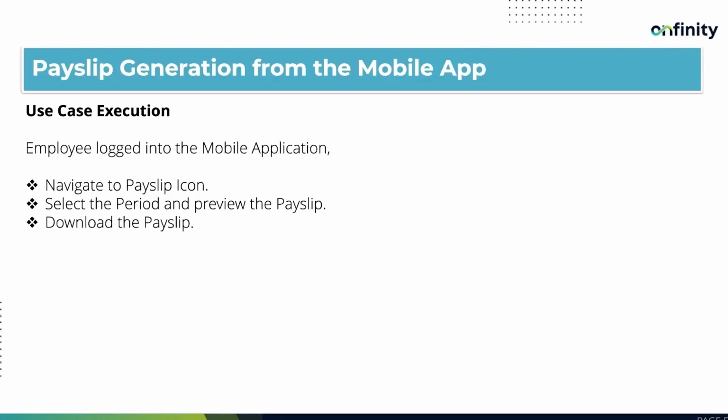On the execution part in the mobile app, the user must log into the mobile application and then navigate to the payslip icon. They'll select the period and then preview the payslip for which month they want to see the details. Then, they'll have the option to download the payslip to their device.